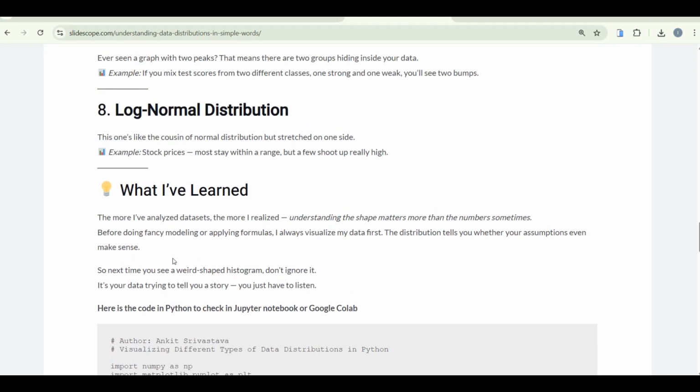So what we have learned, the more we have analyzed data set, the more we realized understanding the shape matters more than the numbers sometimes. Before doing fancy modeling or applying formulas, we always visualize data first, and the distribution tells you whether your assumption even makes sense.